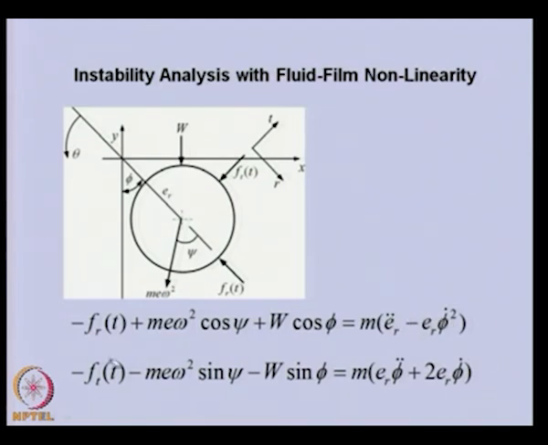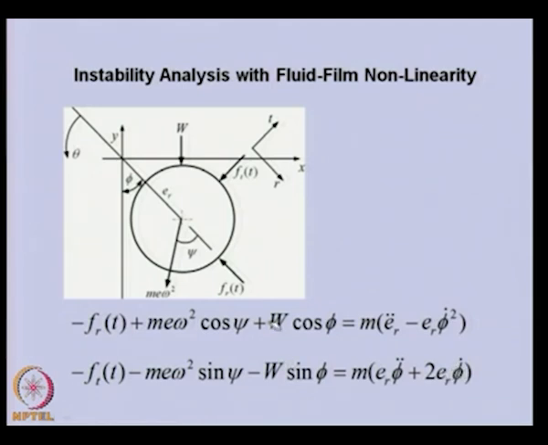Similarly, we can write the force balance in the tangential direction. So, this is the fluid film force in the tangential direction, this is the unbalanced force, this is the weight component, and this is the mass and the acceleration in the tangential direction. So, this is due to the rotation, and this is basically the Coriolis component of acceleration because of radial motion and the angular velocity.